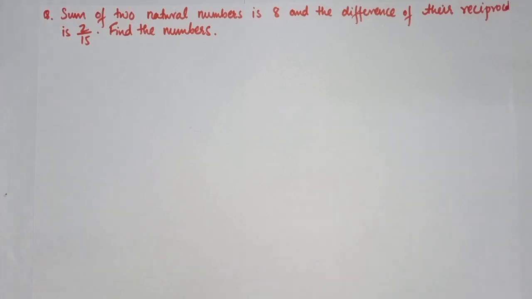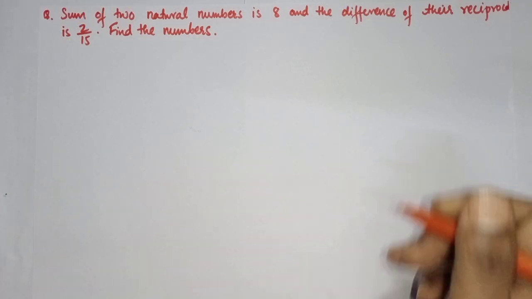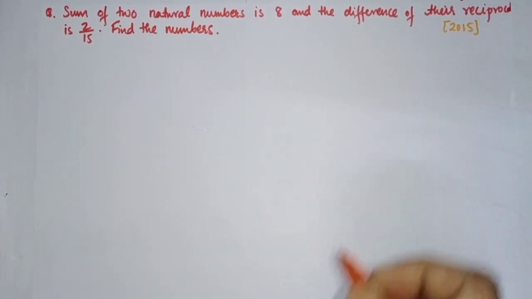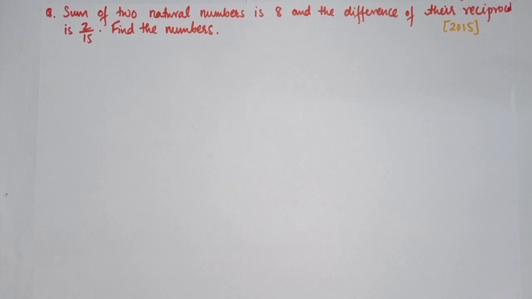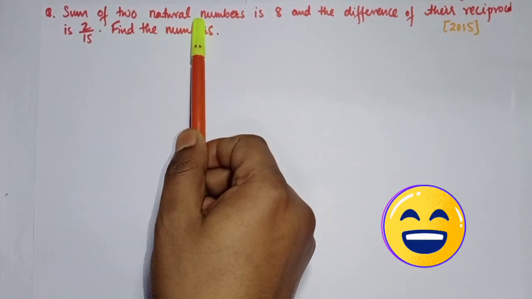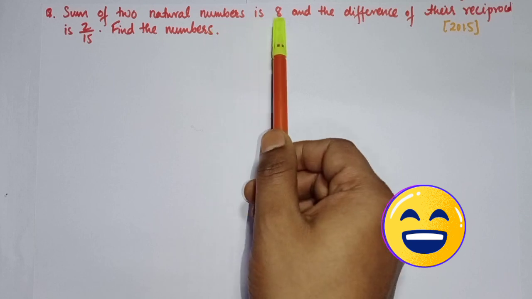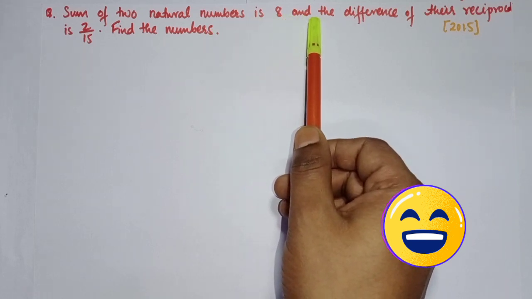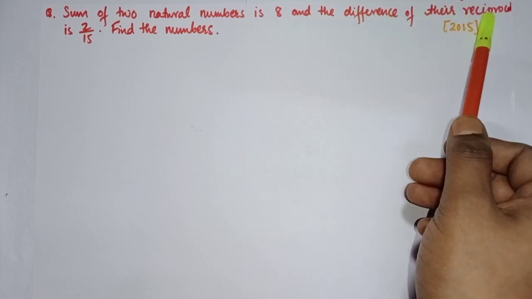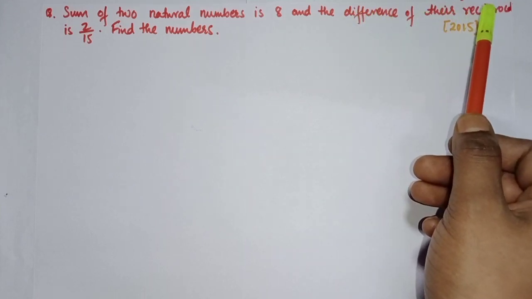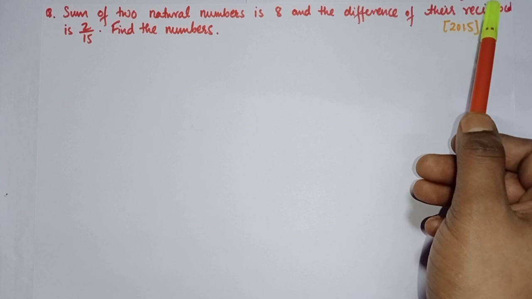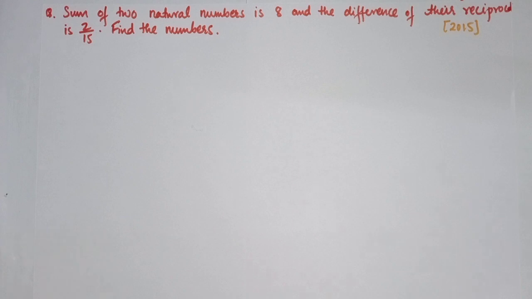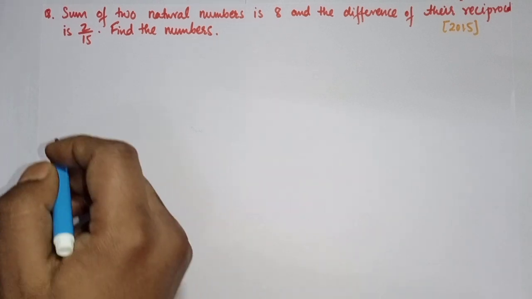This is one of the very important questions, and it's from year 2015. This is your past year 2015 question. What is given in this question is that we have the sum of two natural numbers. When you add those two natural numbers, we are getting 8. And the difference of their reciprocals. I have already told you about reciprocals. Suppose if it is a by b, the reciprocal will be b by a, just the opposite. The difference is 2 by 15. Find the numbers.